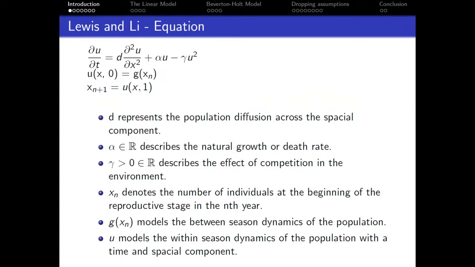In other words, during the first part of the year, the population decreases due to predators and natural causes, while during the second part of the year, the population reproduces and increases. In this equation, d represents the population diffusion across the spatial component. Alpha, as a real number, describes the natural growth or death rate. Gamma, as a positive real number, describes the effect of competition in the environment. X sub n denotes the number of individuals at the beginning of the reproductive stage in the nth year. G of x sub n models the between-season dynamics of the population, and u models the within-season dynamics of the population with a time and spatial component.